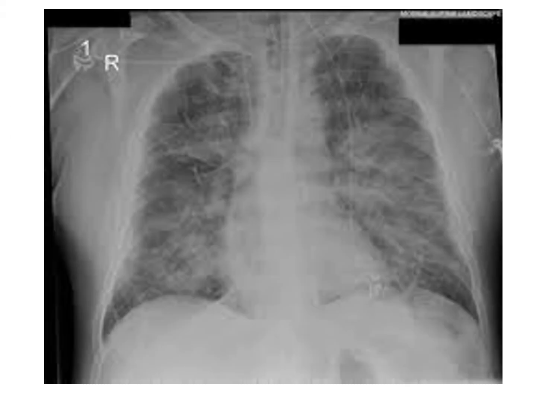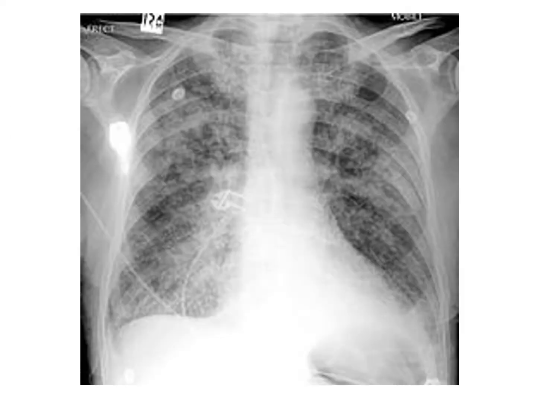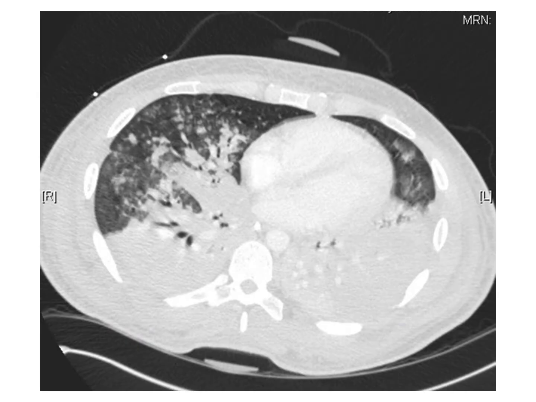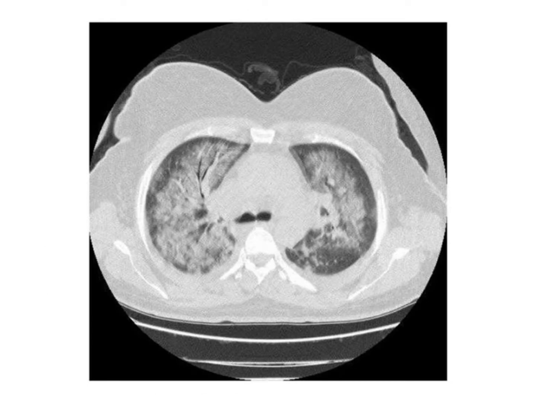You see X-rays, which show bilateral multiple opacities. You see normal, and in case of abnormal phase of RDS, the CT scan of RDS.